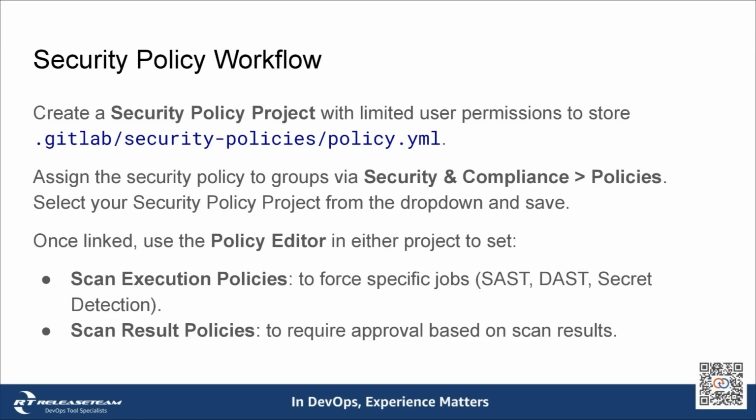The implementation starts by creating a security policy project. This is a standard GitLab project dedicated solely to storing policy configurations. Once defined, the security policy project must be linked to the target groups or projects. When a developer triggers a pipeline in a linked project, the GitLab backend merges any linked security policy projects and injects the policy jobs into the workflow.